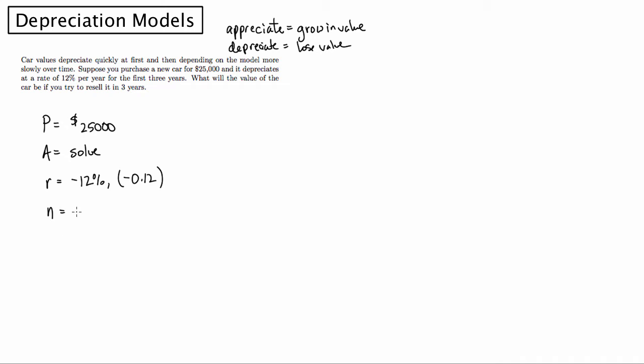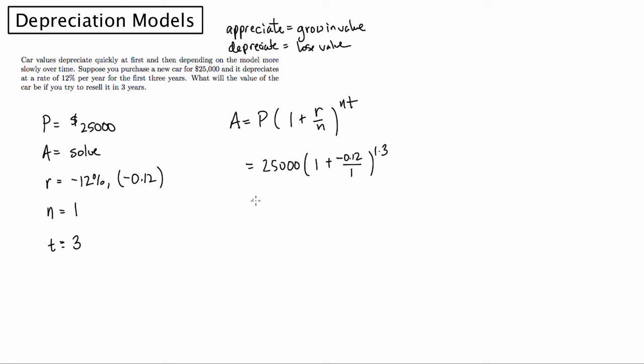The compounding period is, the rate is 12% per year, and it says nothing about compounding, so I have to assume that the rate applies at the end of each year. And then the time involved for this problem is a total of 3 years. So if I revert to my compound interest formula, then this is what I would be looking at: 25,000 times 1 plus the rate, which is negative 0.12, divided by n, which is 1, for 3 years.